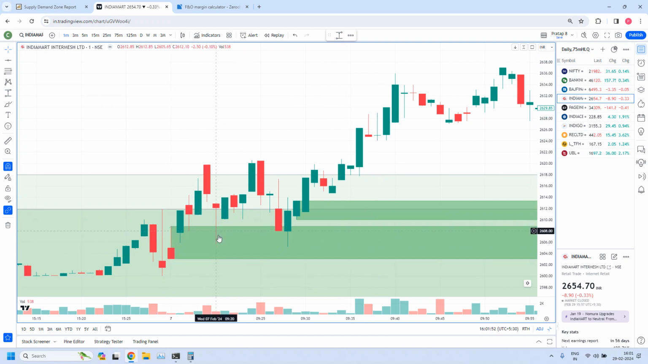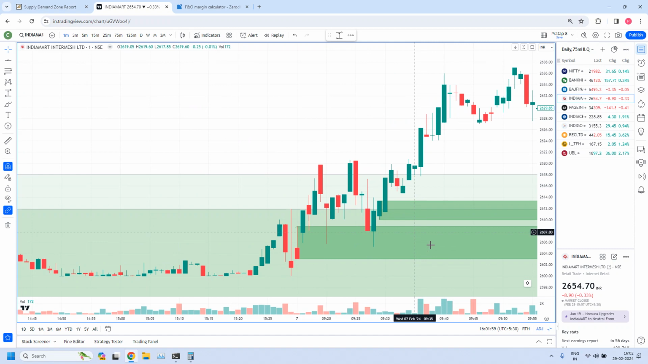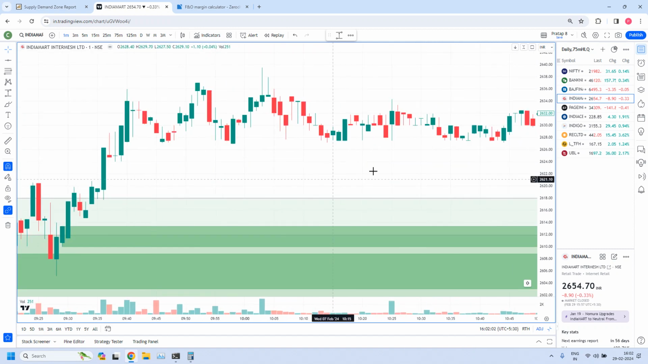See, this zone is again holding the prices. That means this is acting as a 1 minute high liquidity area. It is holding the prices. Did prices enter into this zone today? Let us check.